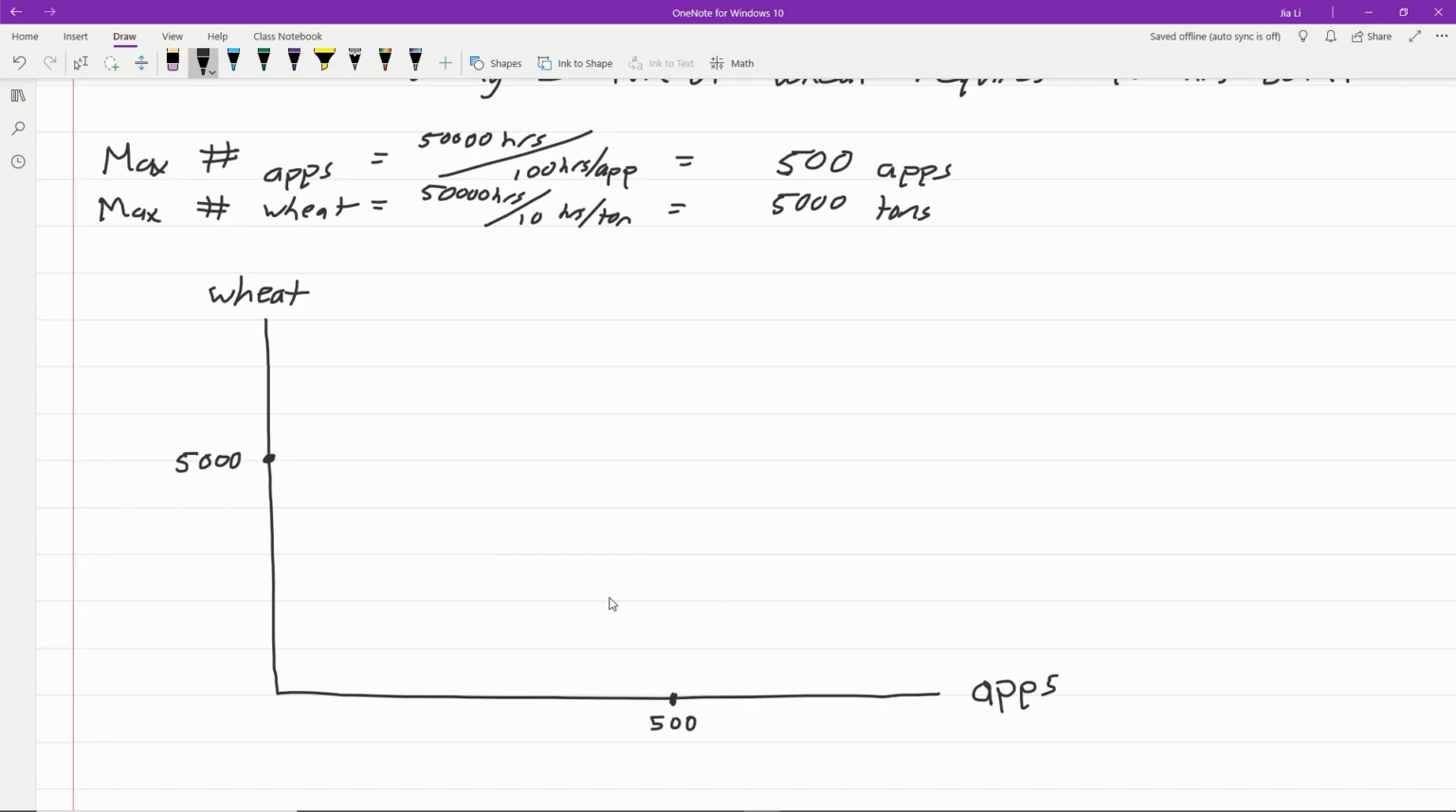For example, what if we spent half our time making apps and the other half making wheat? 3/4 time spent on apps and 1/4 of the time spent on wheat, and so on and so forth, right? And to represent all those other possible combinations, draw a line, and there we go. Those are all the other possible combinations of wheat and apps that we can make, depending on how much time we spend on each of them.